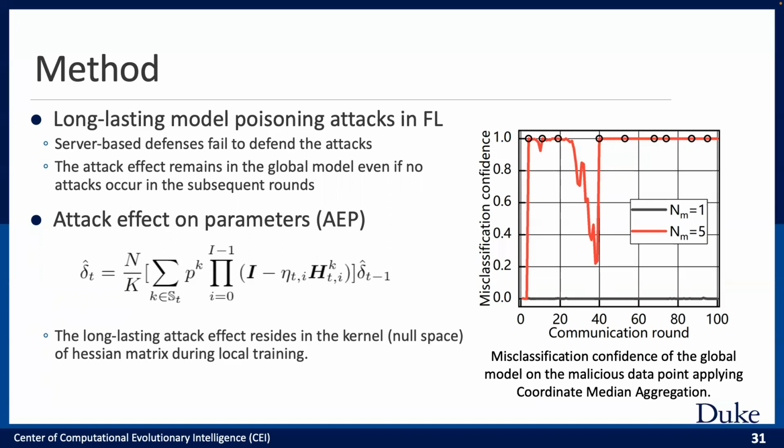So we actually create the attack effect parameter. That's a parameter to quantitatively measure the impact of this poisoning attack. And we found that the long-lasting attack effect resides in the kernel, or null space, of the Hessian matrix during local training. The derivative is going to last for a while and get close to 0. The parameter will actually become a vulnerable element to be affected.